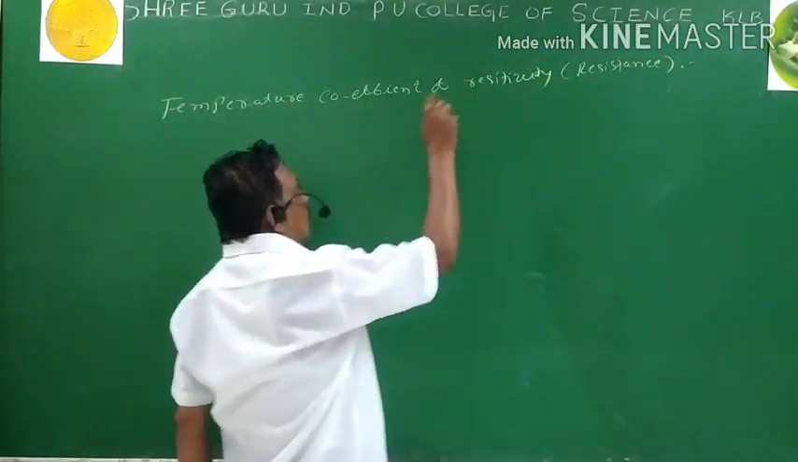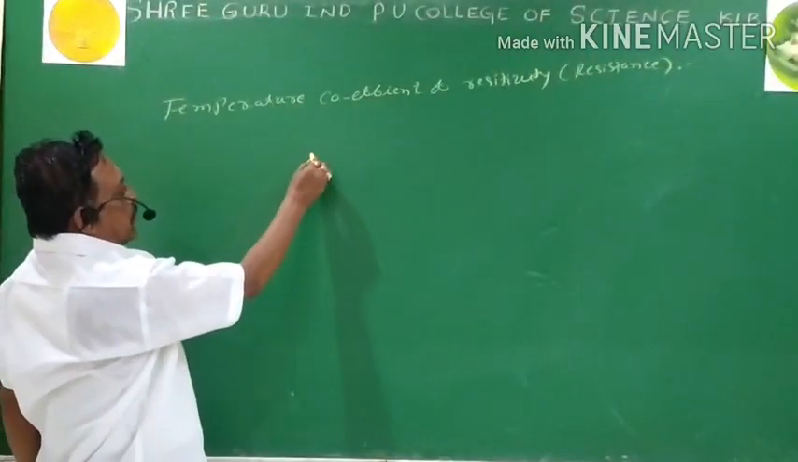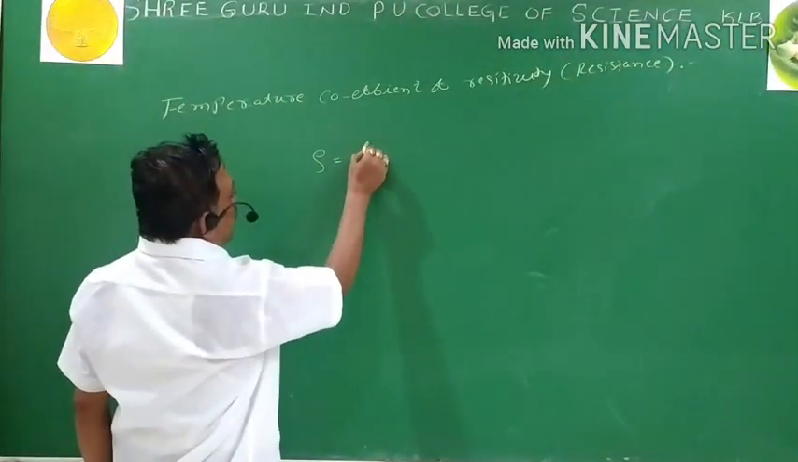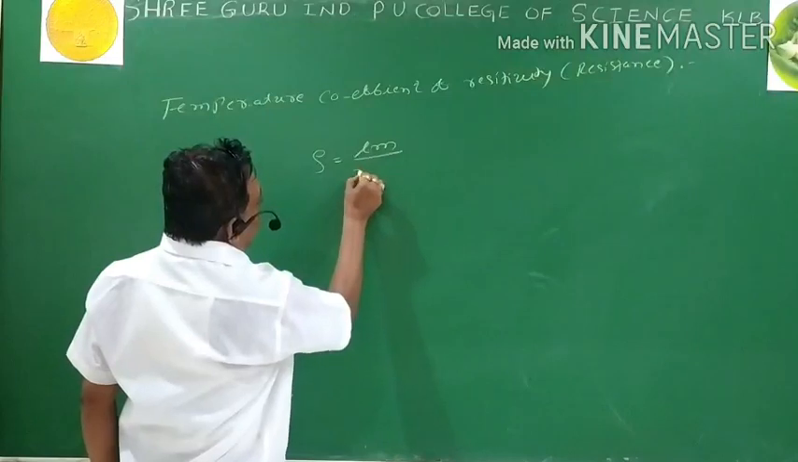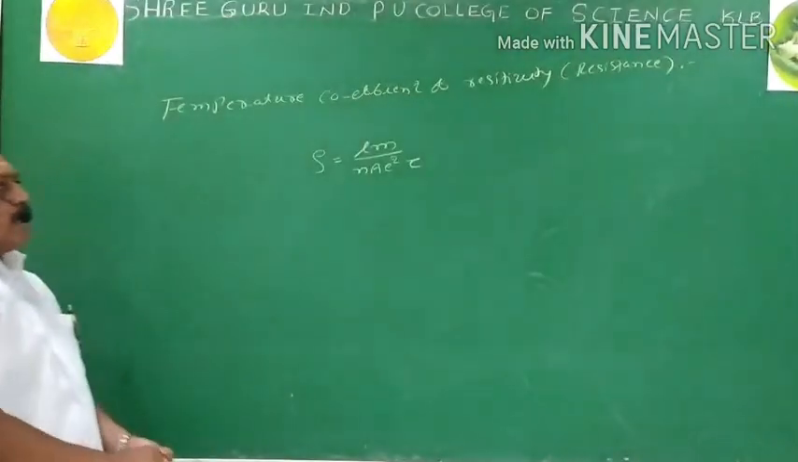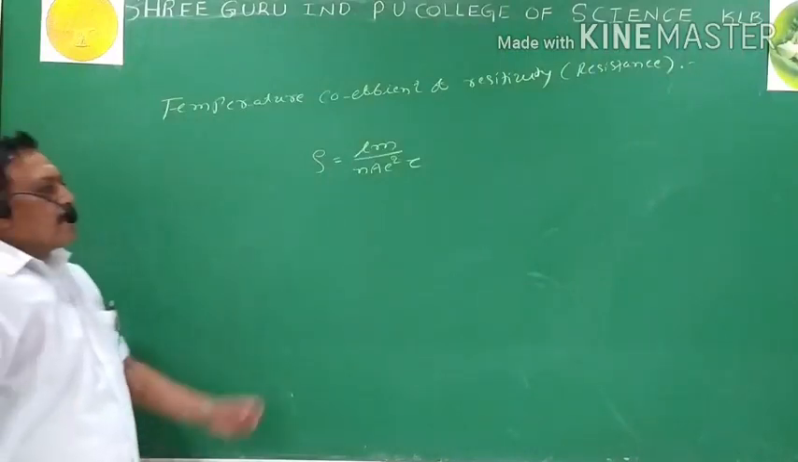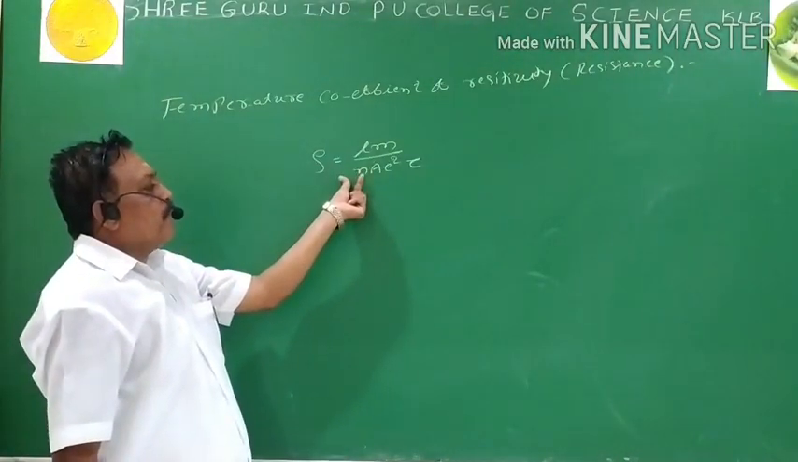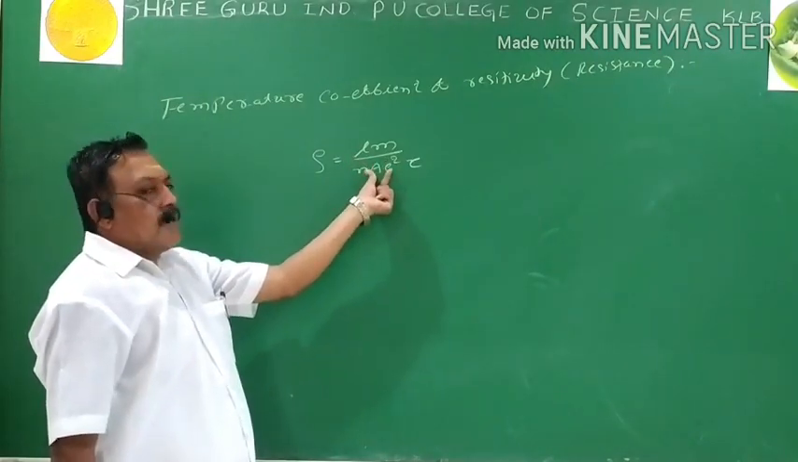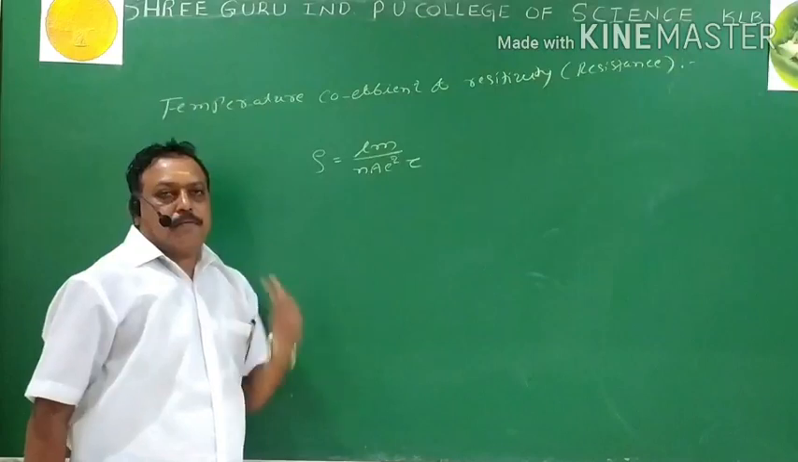When you come across the term resistivity, that resistivity is represented by rho. Then what is the equation for that resistivity? Rho equals L m divided by n A e square tau. Here L is the length of the conductor, m is the mass of the electron, n is the number of electrons per unit volume in the conductor, A is the cross-section area, e is the charge of the electron, and tau is the relaxation time.